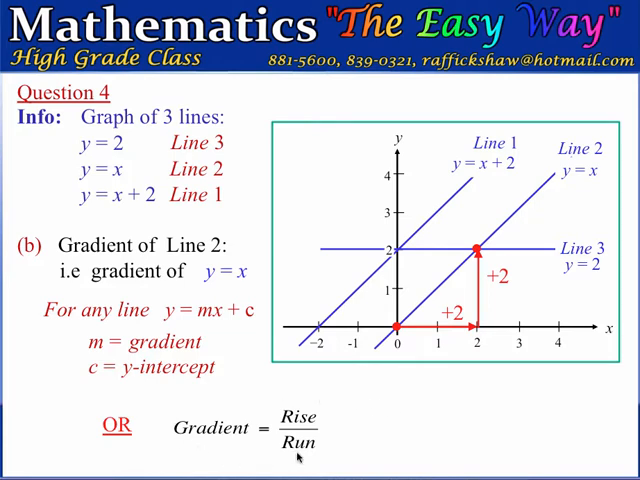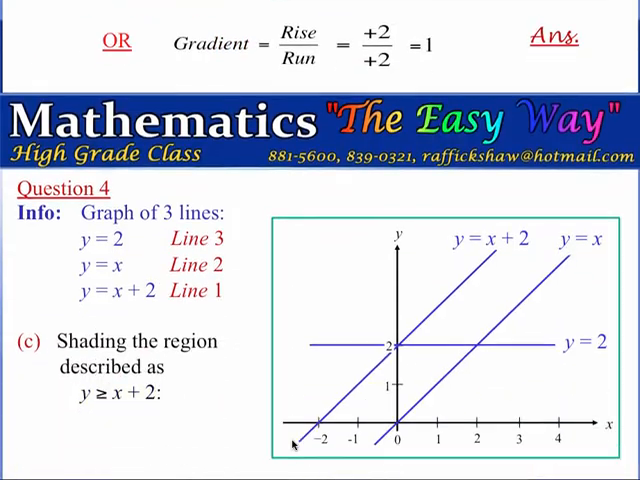And so the gradient of this line: the rise is 2 and the run is also 2, positive 2 in each case. That would give us the calculation for the gradient of the line y = x, and we see that the answer is equal to 1. So we have shown that the gradient of the line y = x is equal to 1.